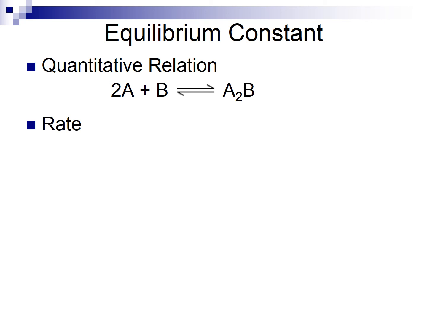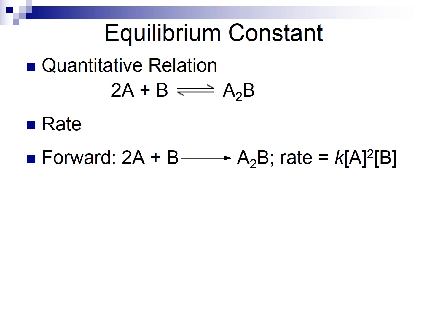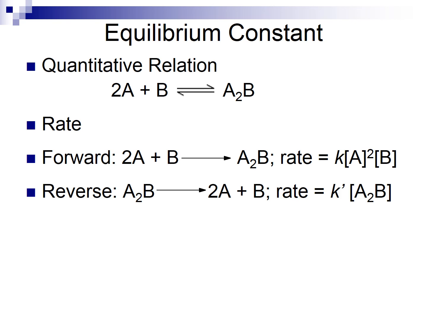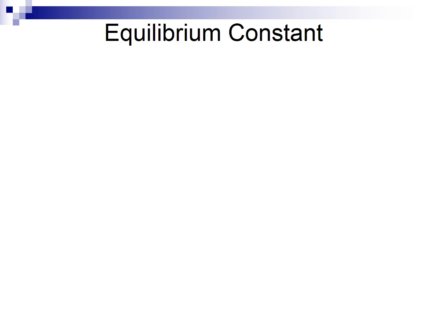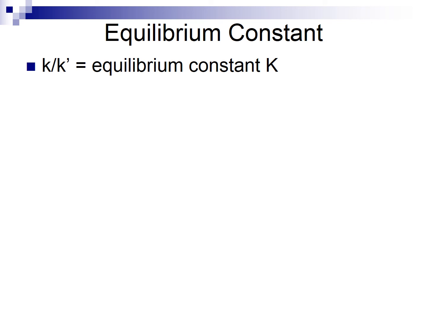For our 2A plus B making A2B, we've got that K value. For a rate, the forward rate is going to be 2A plus B yielding A2B. That gives us a rate of k times [A] squared times [B]. For the reverse process, A2B will yield 2A plus B with a rate of a reverse constant k prime times [A2B]. At equilibrium, these two rates are equal, and where these two rates are equal, I can divide the rate constants and the concentrations to isolate the rate constants on one side and the concentrations on the other. Looking at k versus k prime then, we get the equilibrium constant as the ratio of k to k prime.